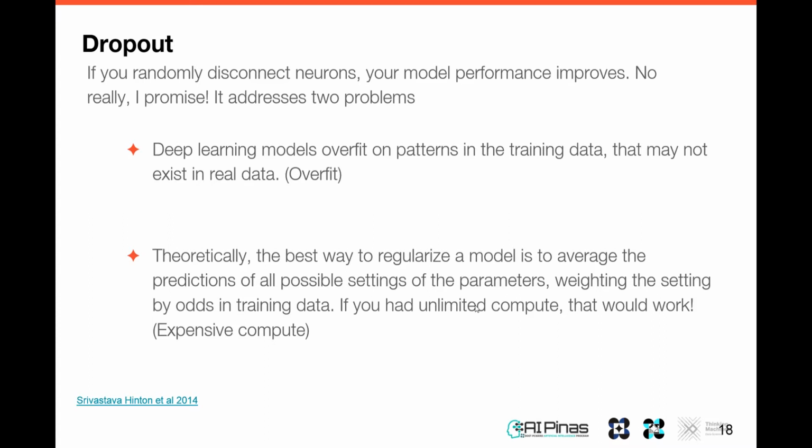First of all, deep learning models tend to overfit on patterns in the training data that may not exist in real data. And theoretically, the best way to fully regularize a model is to average the predictions of all possible settings of the parameters, weighing each setting by the odds that it appears in the training data. If you had unlimited compute, that would totally work. You should read the original, very classic paper on dropout by Hinton and Srivastava et al.